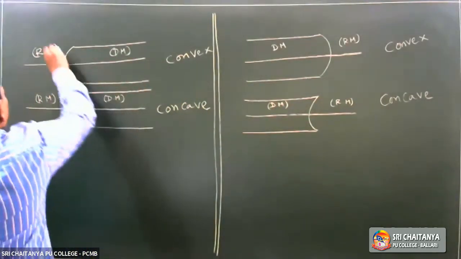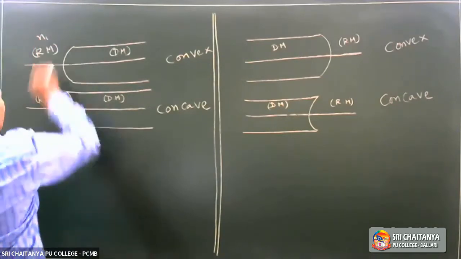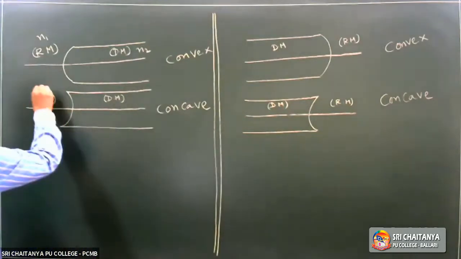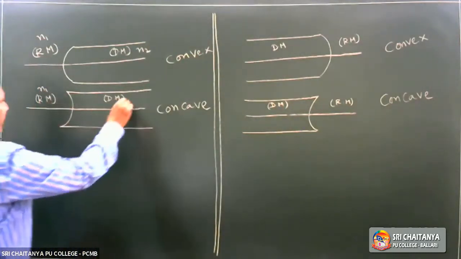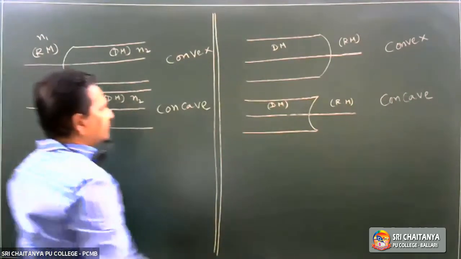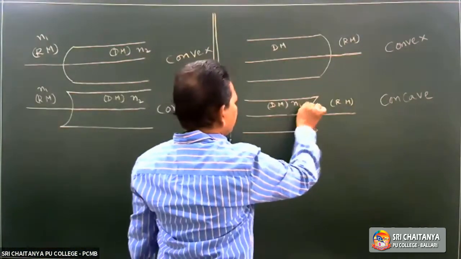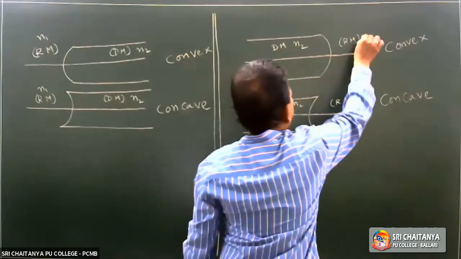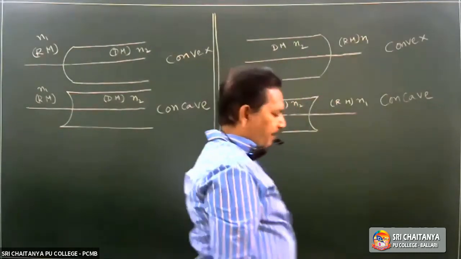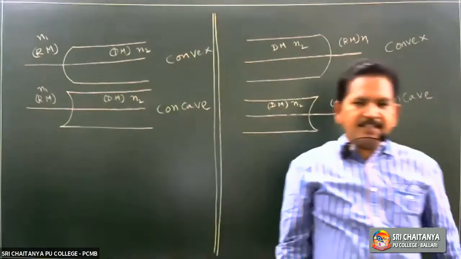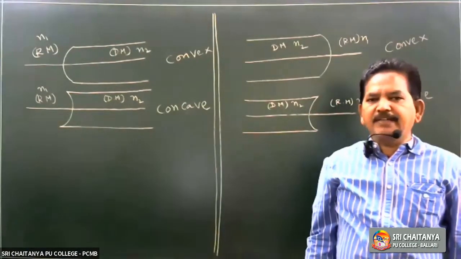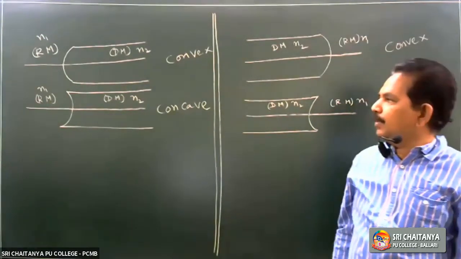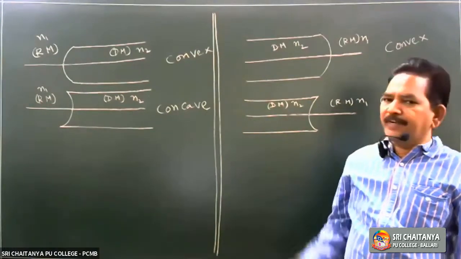Refractive index of rarer is N1, refractive index of denser is N2. Always the refractive index of the rarer medium is taken as N1, and the refractive index of the denser medium is taken as N2. Sir, why two different cases?